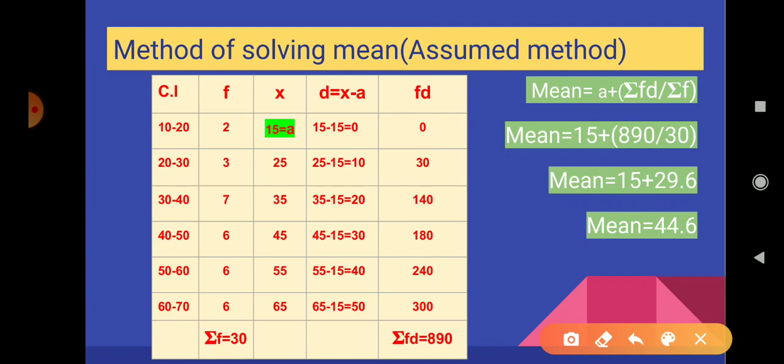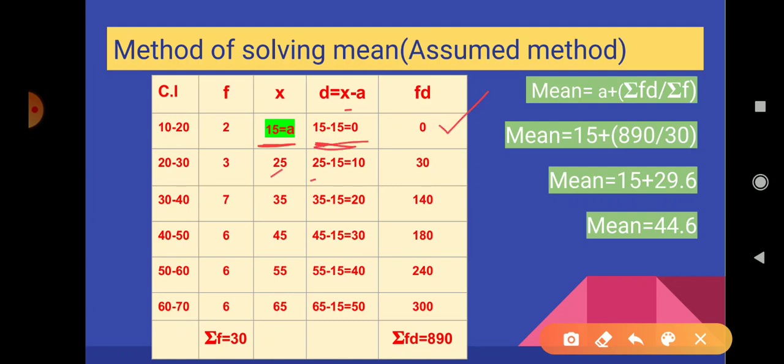Next, what is the next step? We have to subtract x minus a. That means these are all x now, so we have to subtract. Here x is 15, a is 15. In the next case, x is 25, a is 15. Then 35 minus a, 45 minus a, like this. So observe the steps here. In the first step, x is 15 and a is also 15, so 15 minus 15 is 0.